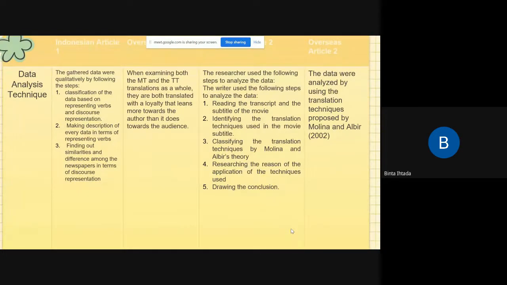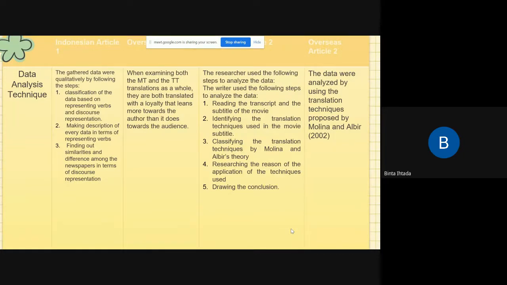And in the second article, when examining both the mediated text and target text, the translation as a whole, they are both translated with loyalty that leans more toward the author, that is, thus toward the audience. In the third article, the researcher used the following steps to analyze the data.